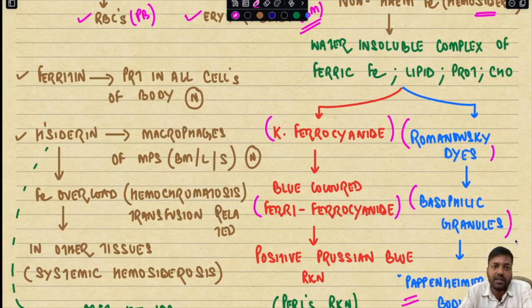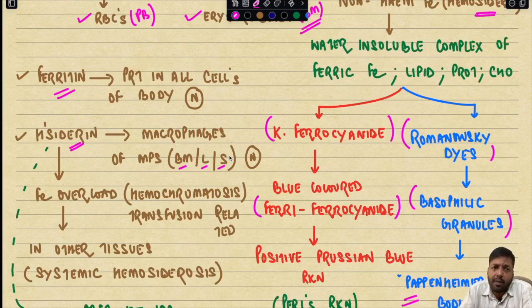Okay, so physiologically, the first important storage form of iron is ferritin, which is present in all cells of the body normally. The second important form is hemosiderin. So normally, some amount of iron is stored in the form of hemosiderin. And where do they appear normally? Normally they are present inside the macrophages of the mononuclear phagocyte system, that is the bone marrow, liver and spleen.